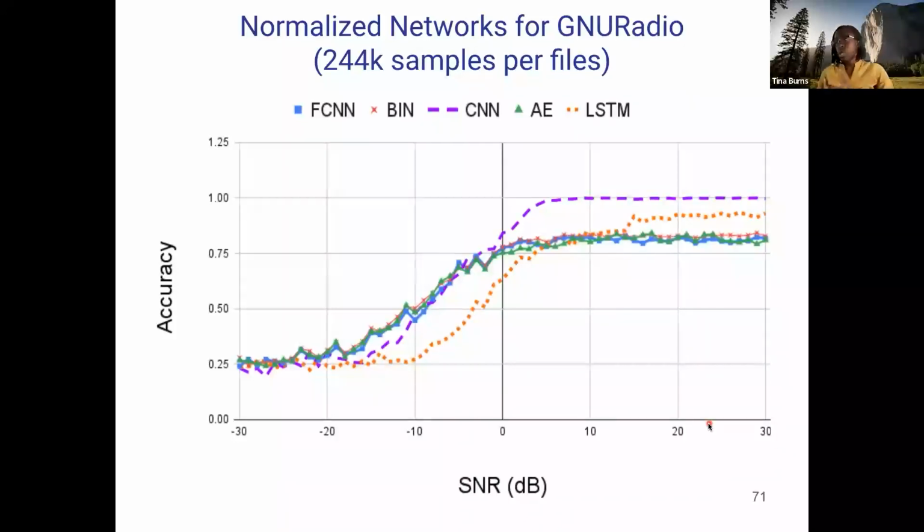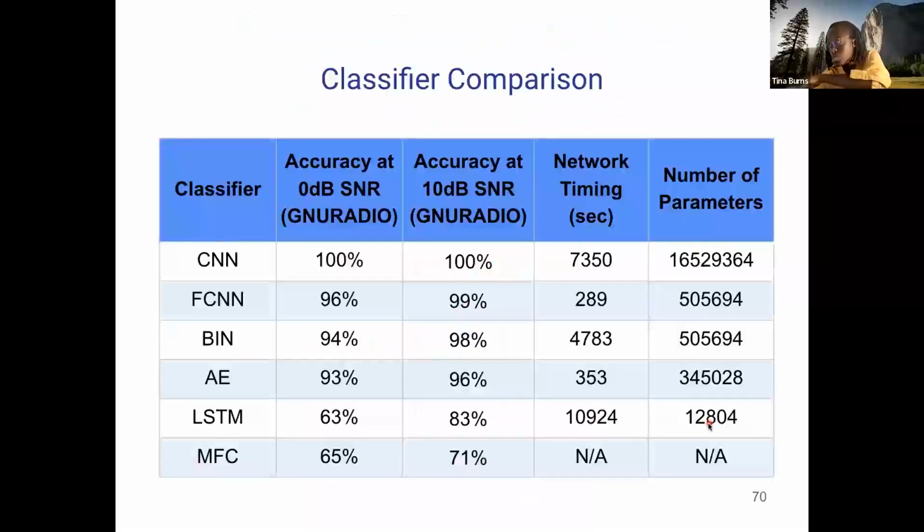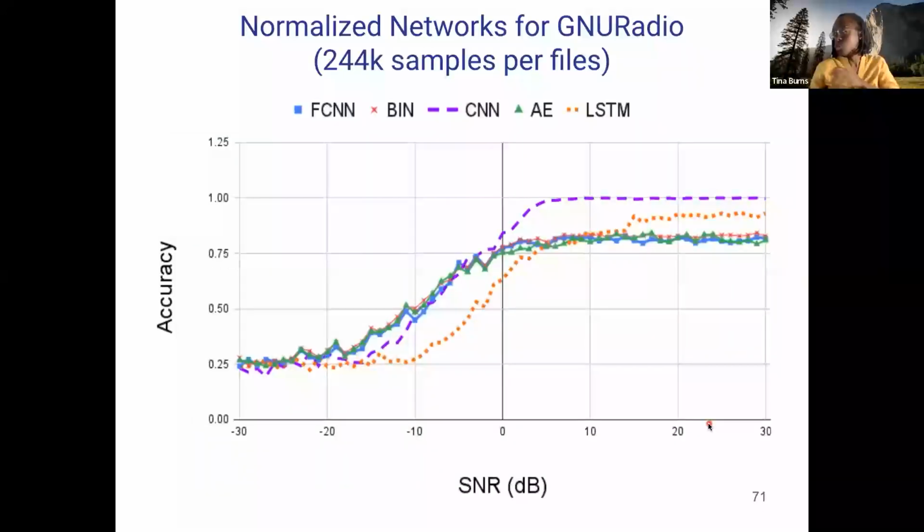And what you'll see here is that same GNU Radio set that I had before. I sent these through normalized networks. And what that means is the network kept the structure, but I decreased the filters, or the number of nodes, until I got to a point where it was closest to the lowest number of parameters here. So this 12,804, the networks here are tested with that.